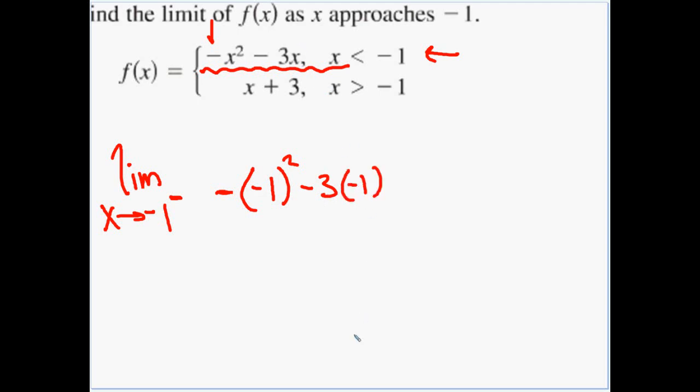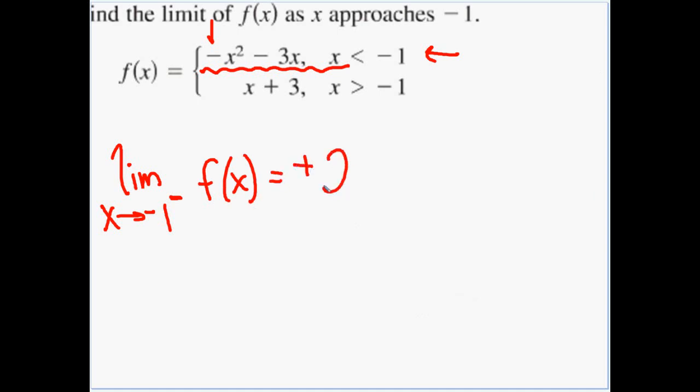So let's see here. -1 squared is 1. This will maintain it is a -1. And then this -1 and -3 will multiply to a +3. -1 plus 3 is equal to +2. So I'm just going to erase here, going to make this equal to +2. The limit from the left is +2.